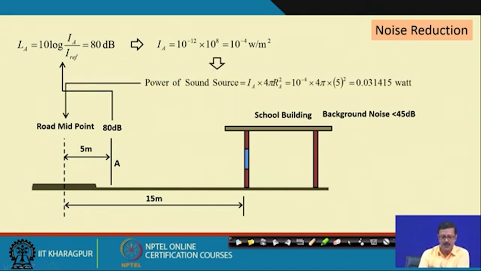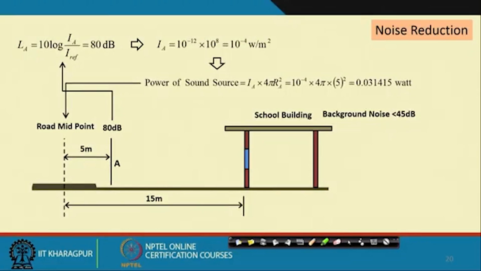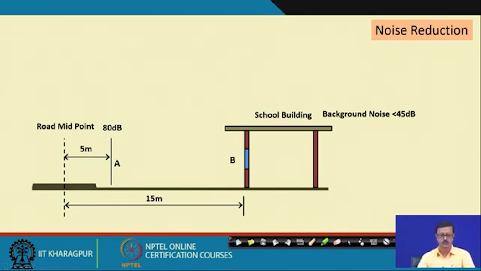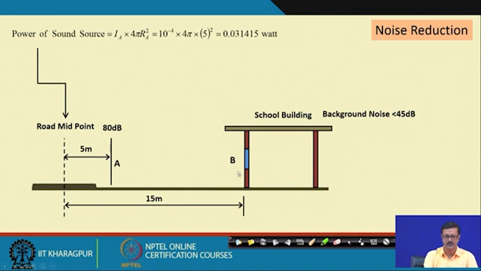And now I go back to the road midpoint again. So, if at a distance of 5 meter from this point the intensity is 10 to the power minus 4 watt per meter square, what should be the actual sound source power at this particular midpoint? I am assuming spherical propagation of the sound. So, I multiply I A, that is 10 to the power minus 4, into 4 pi r square, assuming this is the center of the sphere and this is the radius of the sphere. So, I can find out by using this equation that the sound power at this particular source is 0.031415 watt.